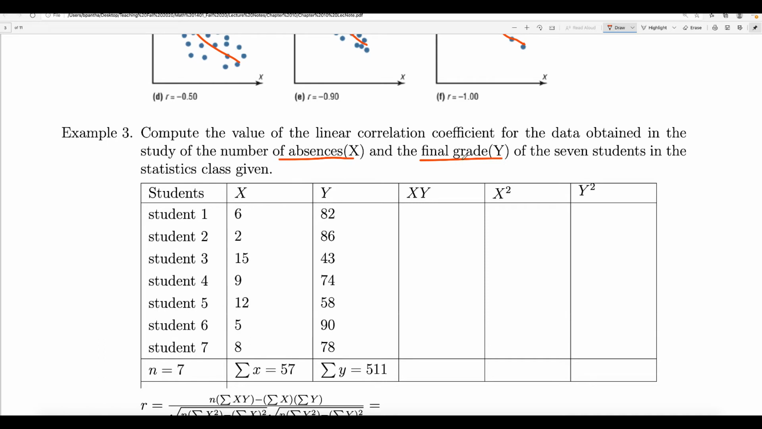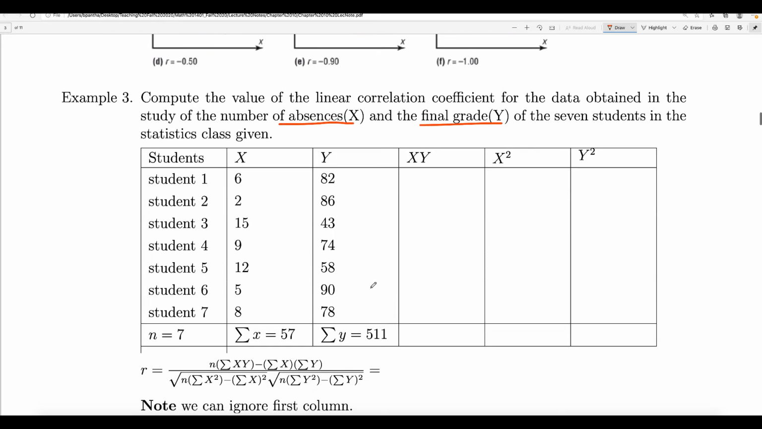Meaning, does the final grade depend on the number of absences? It sounds like yes, right? Because if the number of absences increases, the final grade decreases. Whenever it is 15, the final grade is 43. For 12, it is 58. For a lower number of absences, the grade is a bigger number. Now we want to find the correlation coefficient R using this formula.